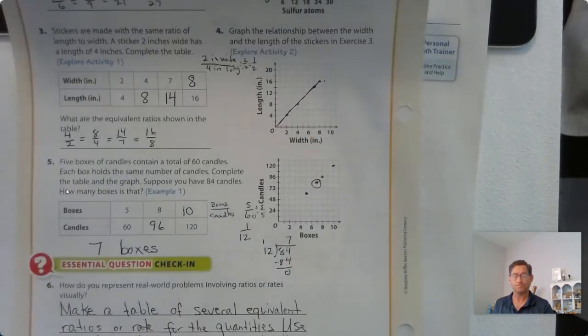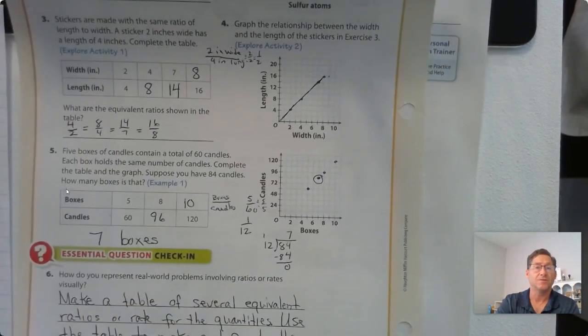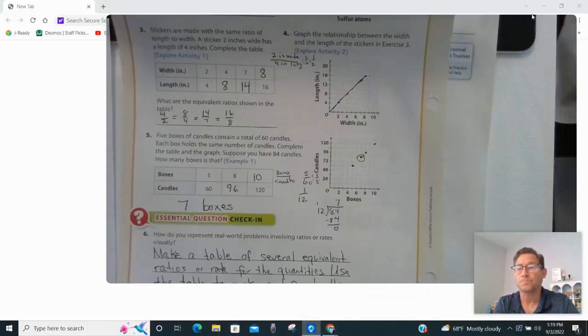All right, that's it for part 1 of this lesson. So in the next video, we'll talk about the independent practice for this lesson.